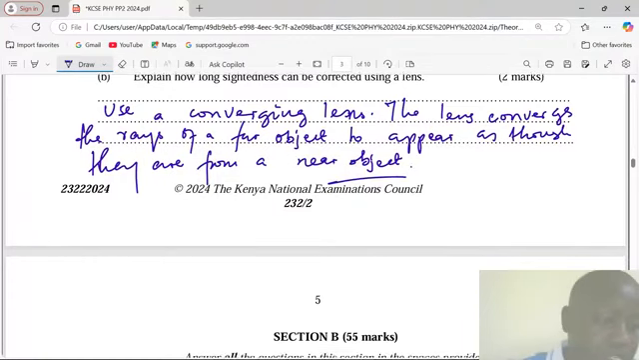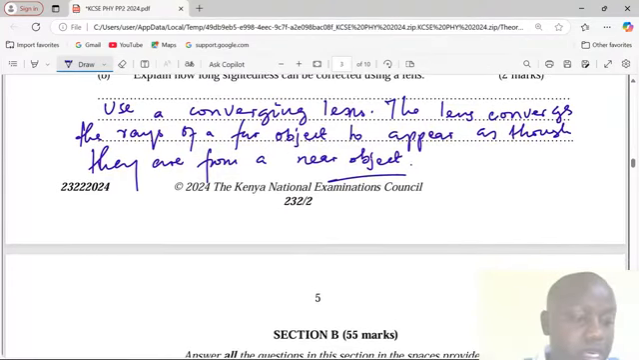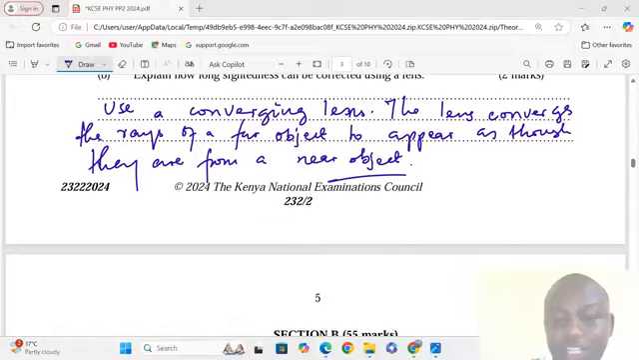So that is it. We'll be continuing with this paper, the section 2.